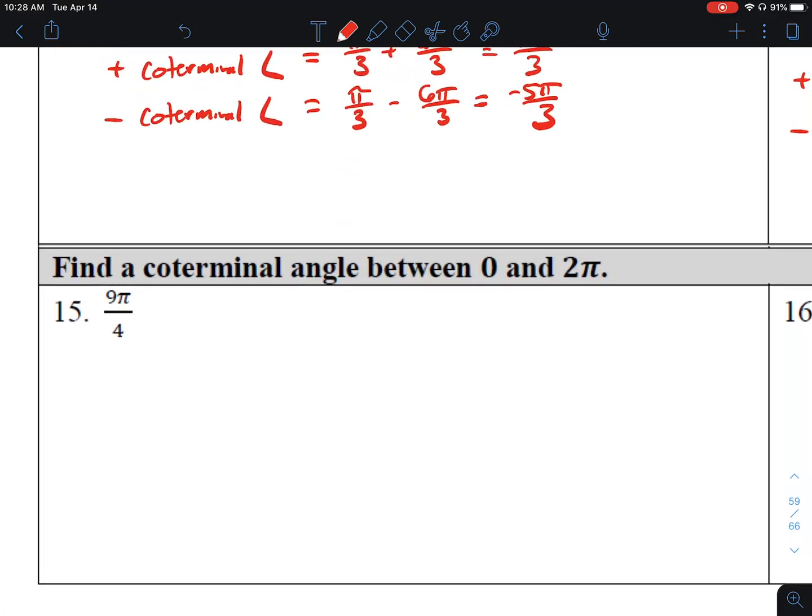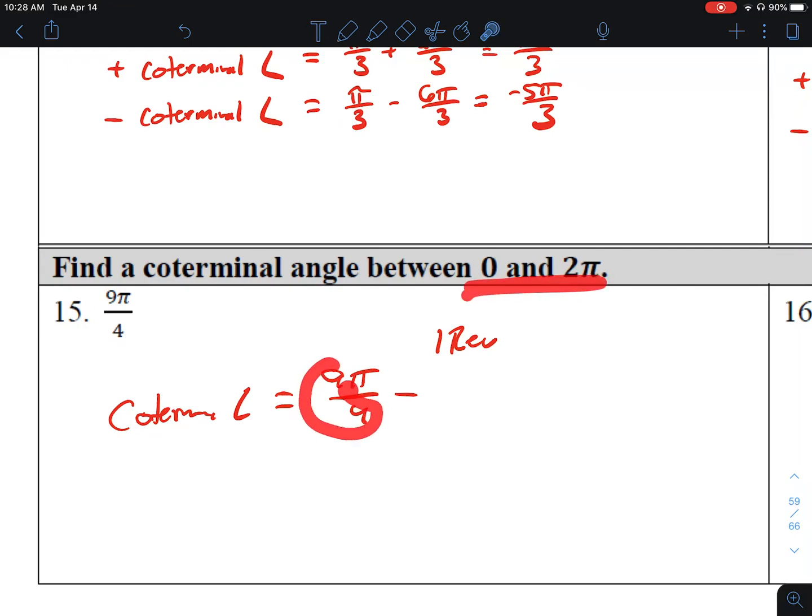Find a coterminal angle between 0 and 2 pi. We first want to figure out, is this bigger than this range or is it less than this range? It's bigger because 9 over 4 is bigger than 2. So to find a coterminal angle, we are going to take the angle we're given and subtract a revolution or multiple revolutions to get us in this range. We want the numbers in front of the pi, if you divide them, to be between 0 and 2.